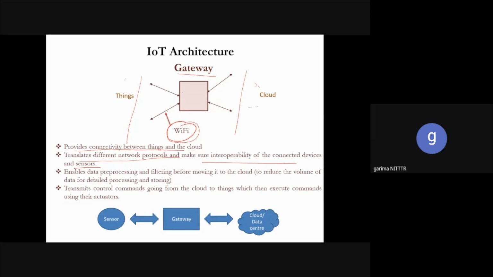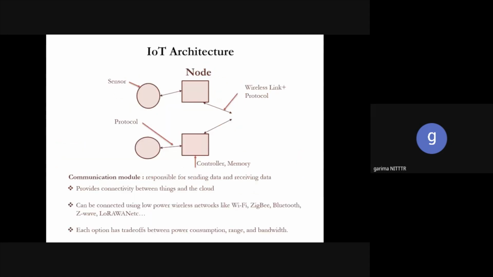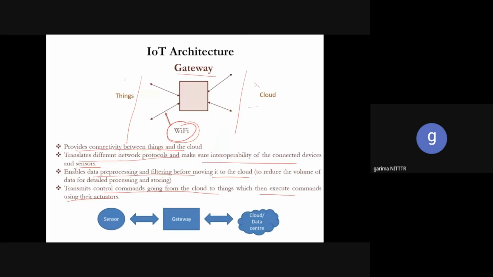Then it also enables data processing and filtering before moving it to the cloud, because you are not going to randomly send everything to the cloud. It is a storage, so you need to identify which portion of the data you are going to send. You are going to compress that data so that the volume of the data is reduced, and finally you are transferring that data to the cloud. And it also transmits control commands going from the cloud to the things, which then execute commands using their actuators. So this is the part of IoT in which we connect things with the cloud, which is called the gateway.